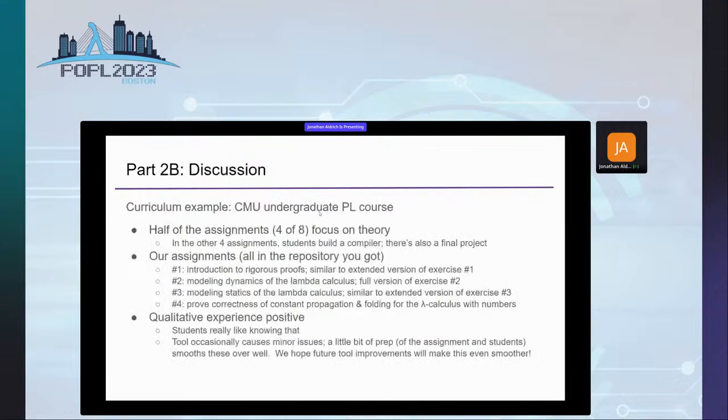And I think then we're now to the discussion. Okay. So this is just, I guess, wrapping things up. Well, I'll go through these quickly, but just a little bit of how we use it. So this is my undergraduate programming language course. It's a mixture of theory and of actually building a compiler. So you see how languages are defined and then how you implement them. So then half of the assignments focus on theory.